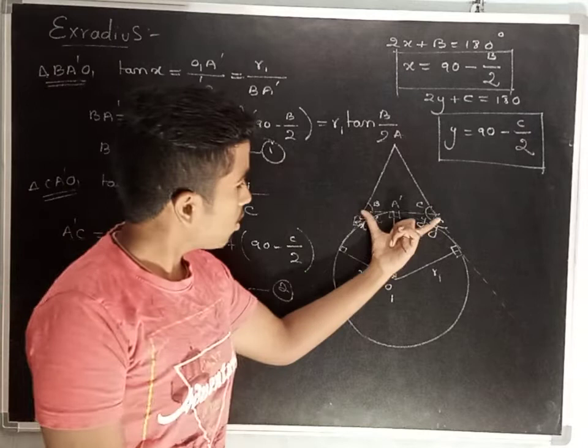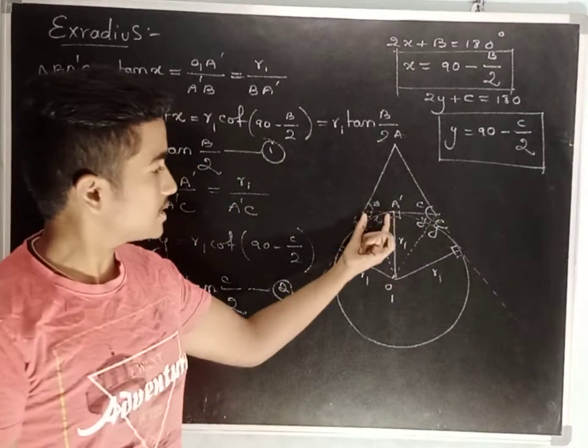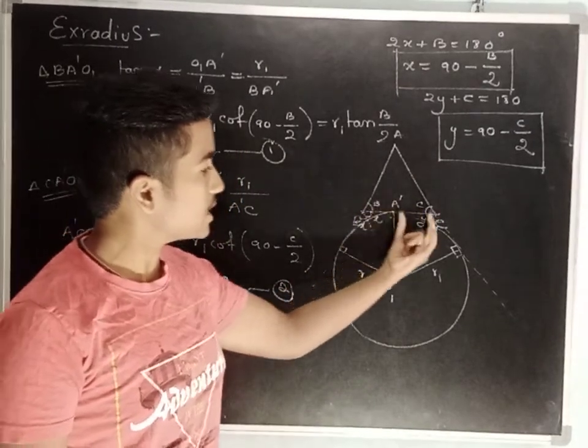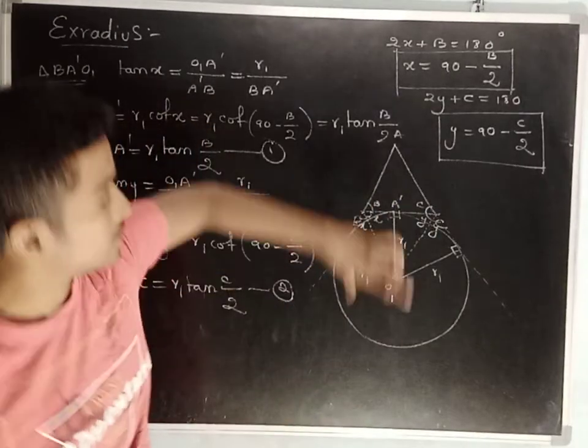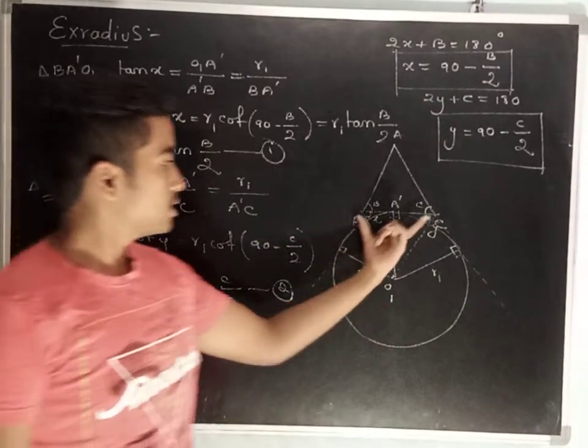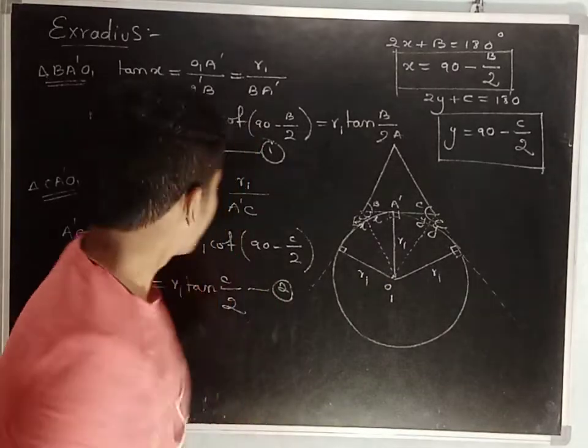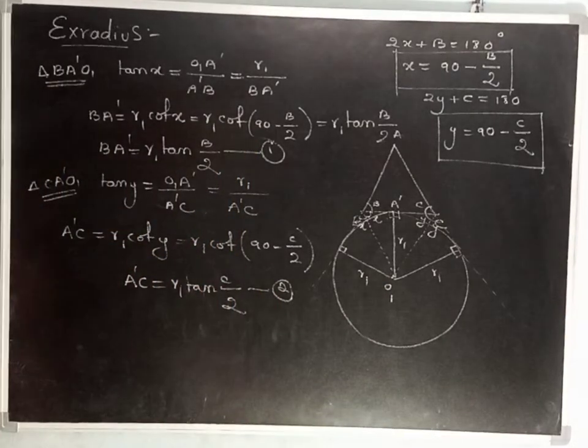So overall, we have got the lengths of these two sides, B A dash and A dash C. By adding these two lengths, we are going to get the length of this whole side, which is nothing but A. Right? Let's move on further.